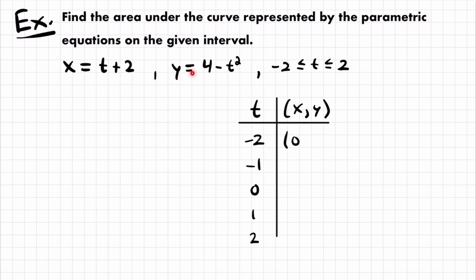And then y will be equal to 4 minus -2 squared. -2 squared is 4, so we have 4 minus 4, so y will be equal to 0. So our first coordinate point is 0, 0.